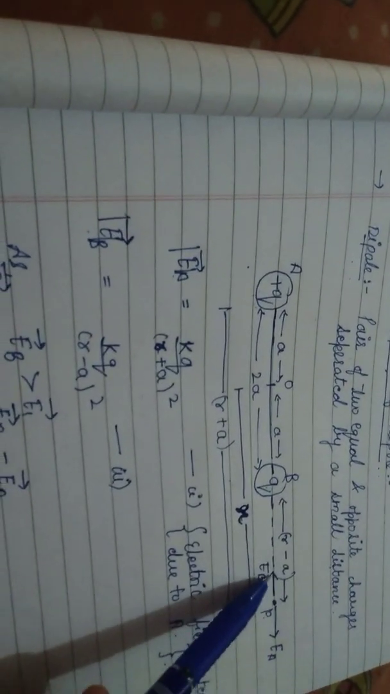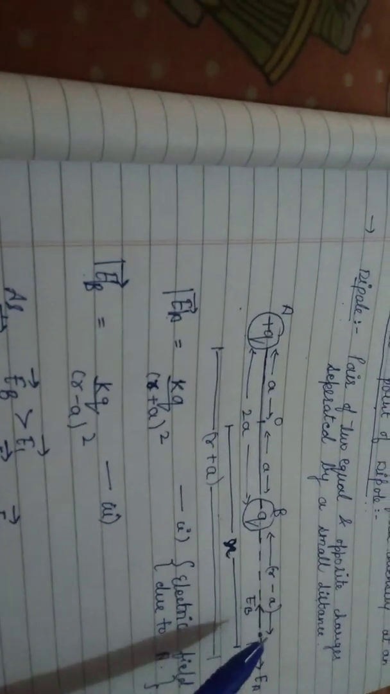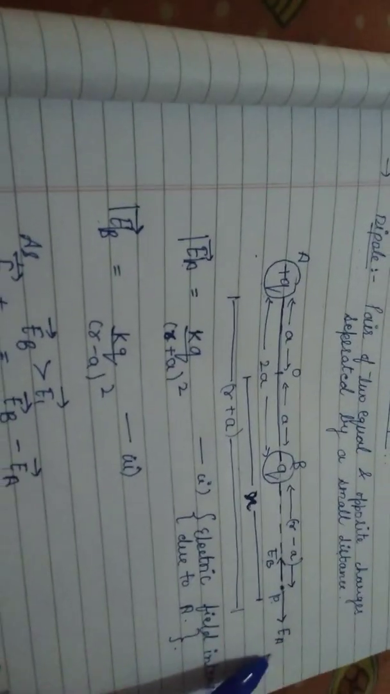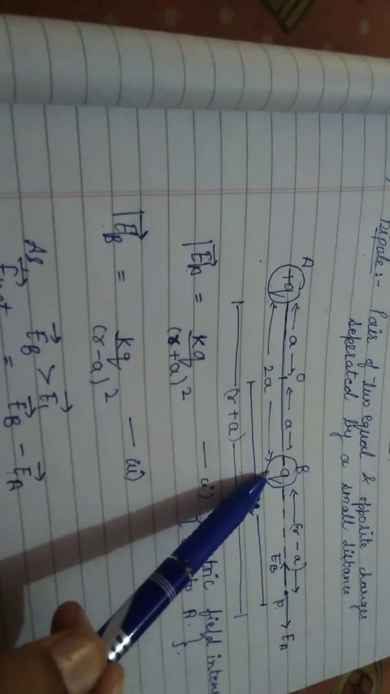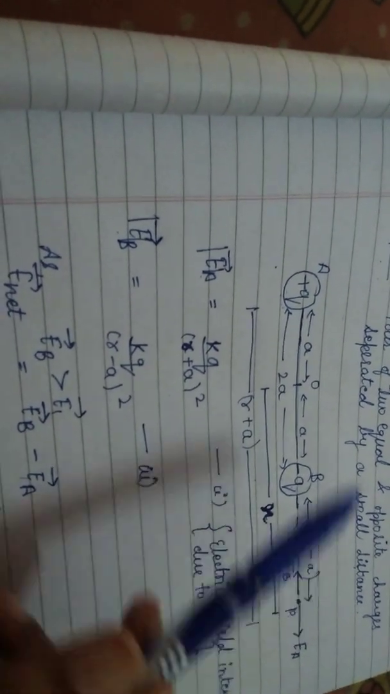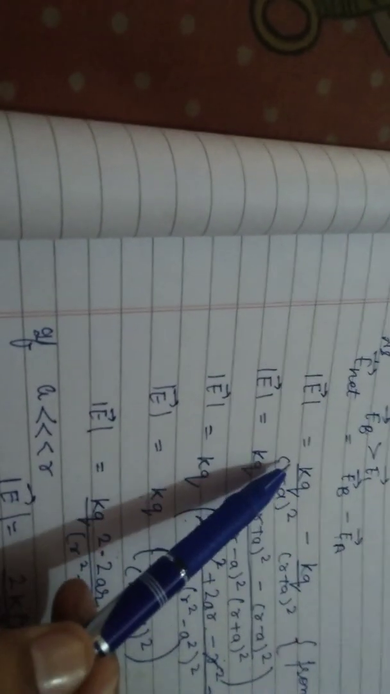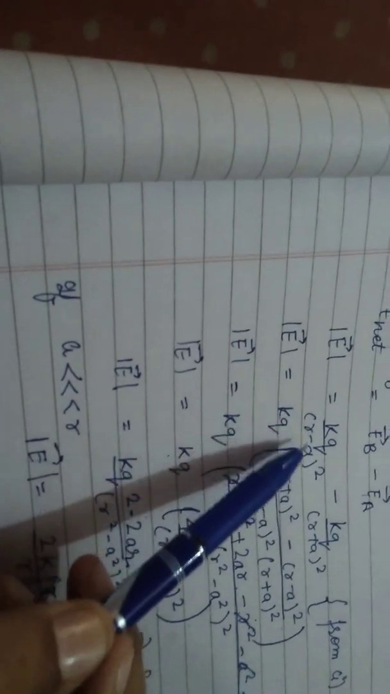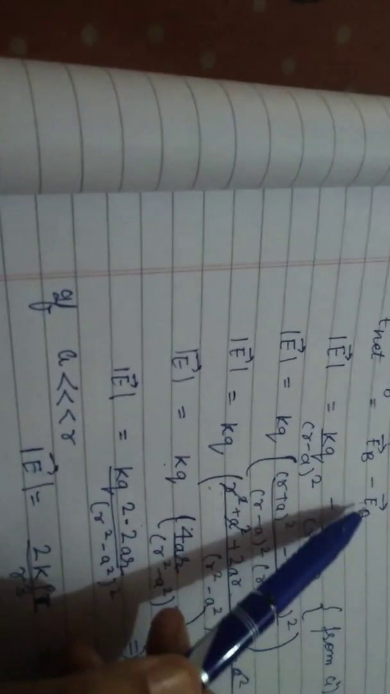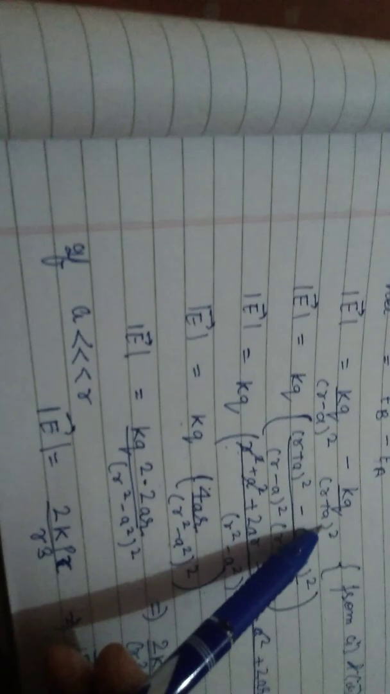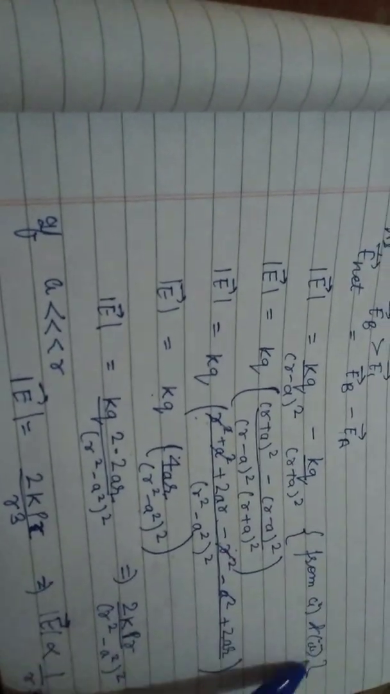As EA and EB are opposite to each other, EB will be greater than EA because the negative charge is closer to the point as compared to the positive charge. So the net electric field at point P will be EB minus EA. Here for EB we have kq upon r minus a whole square, minus EA, kq upon r plus a whole square, from equations first and second, which are mentioned above.